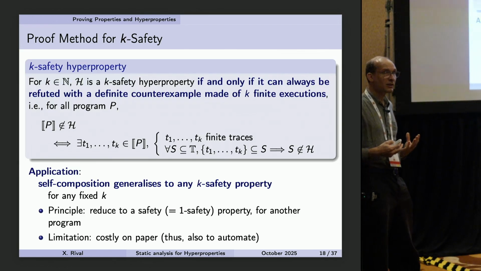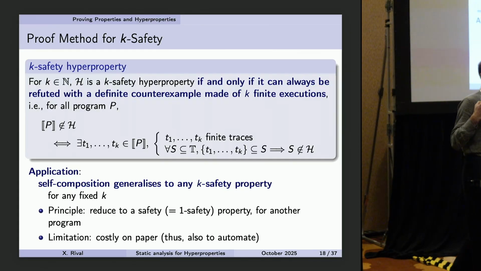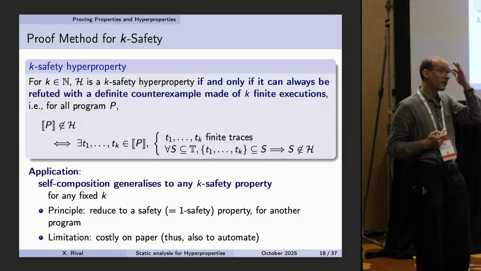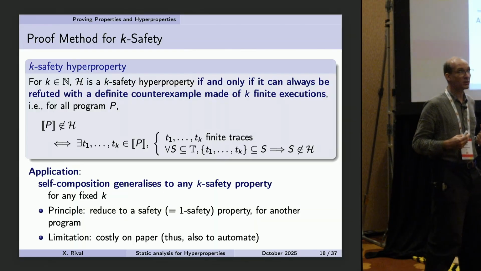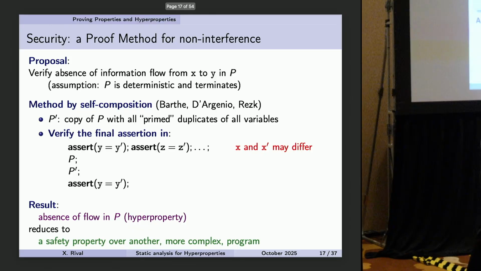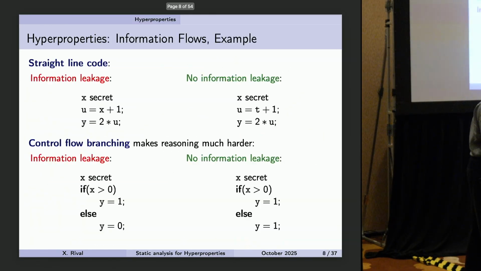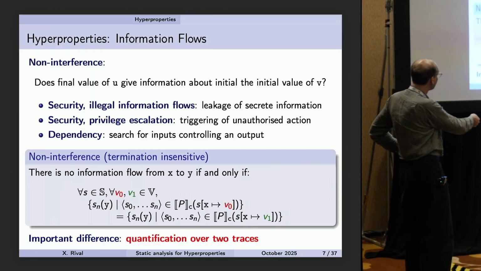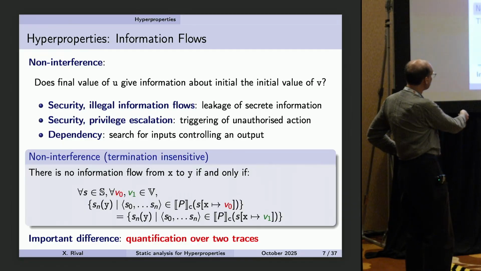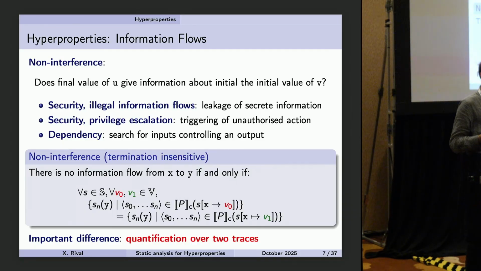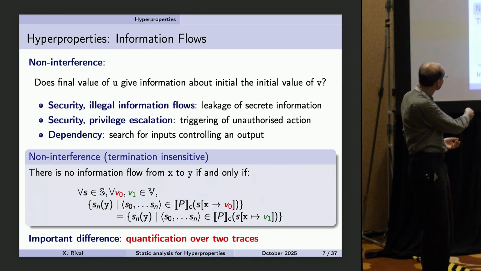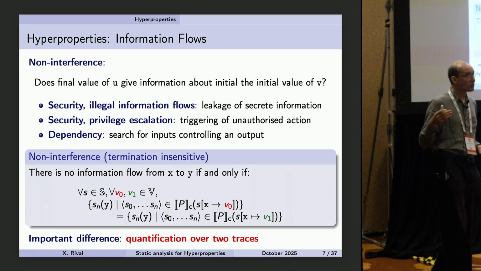A k-safety hyperproperty is any hyperproperty for which a counterexample can always be made with fewer than k executions. If you take non-interference, this is called two-safety, because the counterexample for non-interference is just, if I go back to the definition I gave for it right here, a pair of executions for which you run P with one value of V0, one value of V1, and you get different observations. So that means that information flow is two-safety, and we could also have other hyperproperties which need to be refuted with three executions, that is three-safety, and so on.